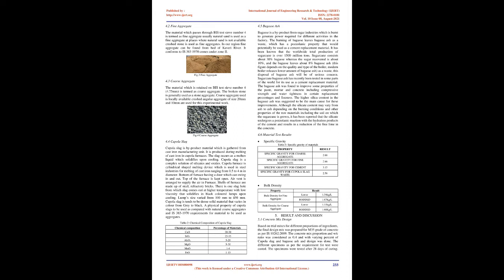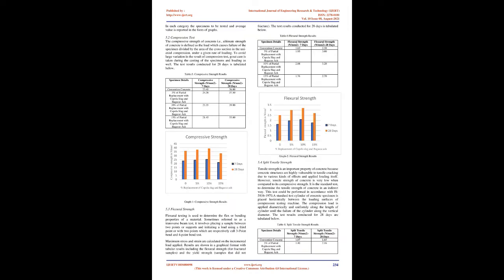Mohammed Nadeem and Aaron Depofel replaced fine aggregate by using industrial slag at partial replacement of 0, 30, 50, 70 and 100%. The compressive strength of concrete. Fine aggregate. The material which passes through BIS test sieve number 4 is termed as fine aggregate. Usually natural sand is used as a fine aggregate; at places where natural sand is not available, crushed stone is used as fine aggregate. In our region fine aggregate can be found from the bed of Kaveri River.